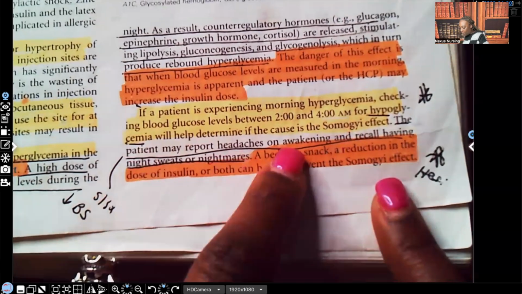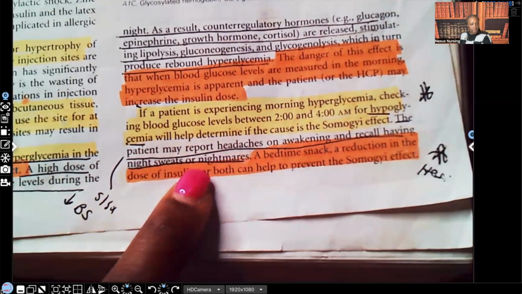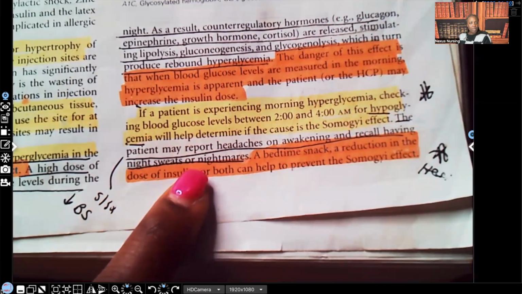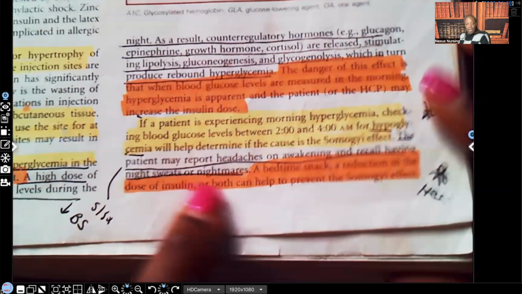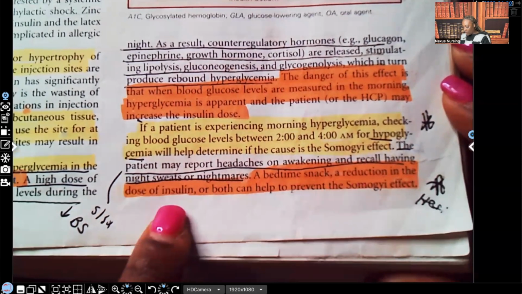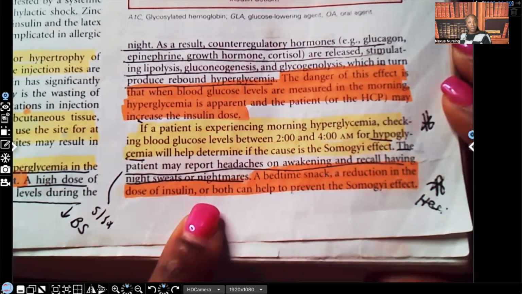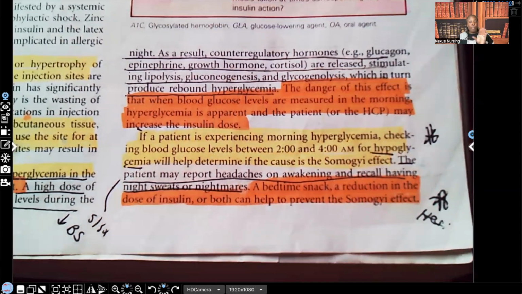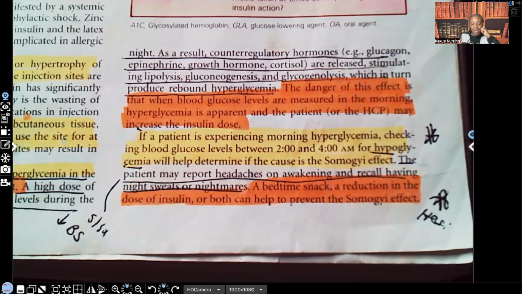Patient may report headaches upon awakening and recall having night sweats or nightmares. Why? Because of that hypoglycemia. Here's our solution. A bedtime snack, a reduction in the dose of insulin, or both can help prevent Somogyi effect. Because remember, the whole point of Somogyi effect, the whole problem was the patient got too much insulin at night. So if at night we give them a snack so their blood sugar doesn't drop too much, or we decrease the amount of insulin that we give them at night, that would help.